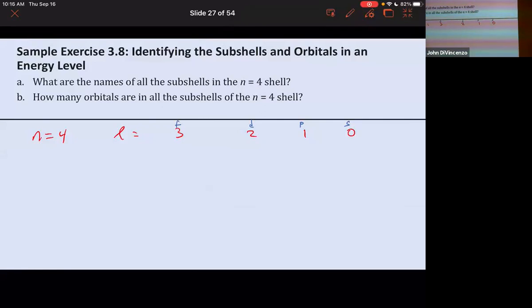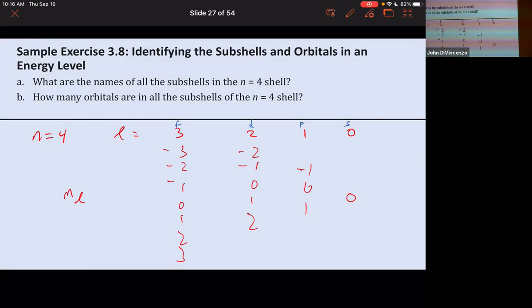Okay, so now for each of these, there are ML values, right? So what are the ML values for 0? We'll start on the right. What are the possible ML values for 0? Just 0, right? How about for 1? Right, so we got -1, 0, and 1. And then we can keep going, right? -2, -1, 0, 1, and 2. -3, -2, -1, 0, 1, 2, 3. Okay.